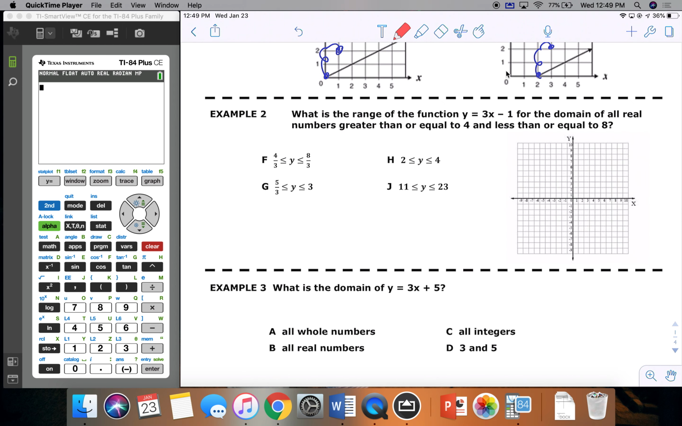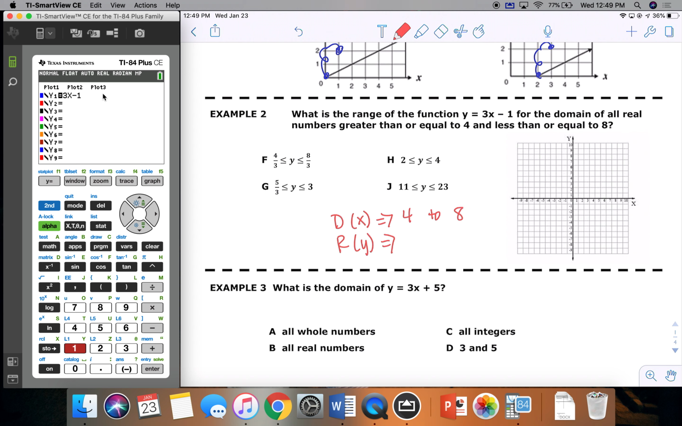Example 2, they are asking what is the range for that function if the domain is greater than or equal to 4 and less than or equal to 8. So I'm going to hop over to my calculator because that's one of the ways that we learned how to do domain and range. So I went to y equals and I'm typing in the function. Now remember, domain is your x's and your x's are going from 4 to 8. And they are asking you about the range, which is your y's.